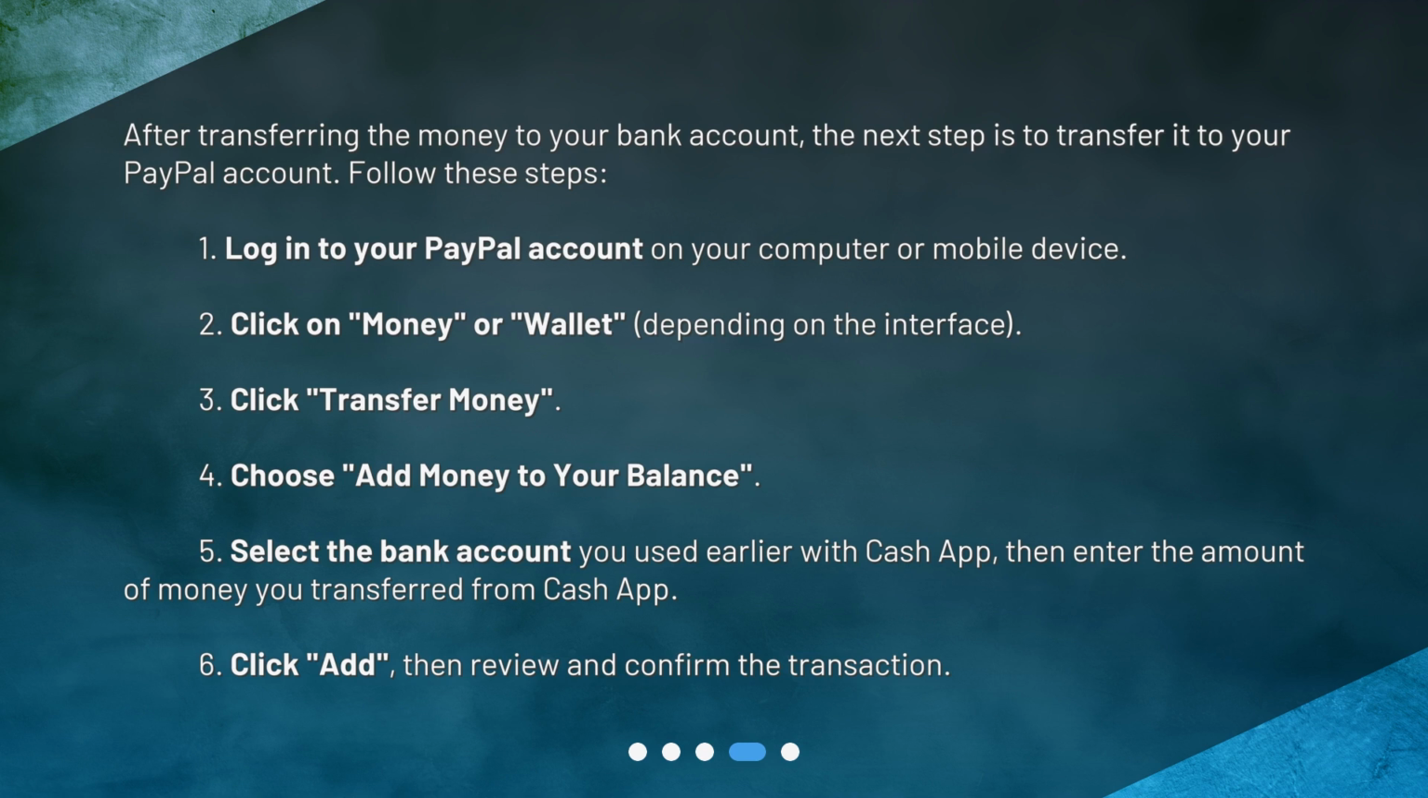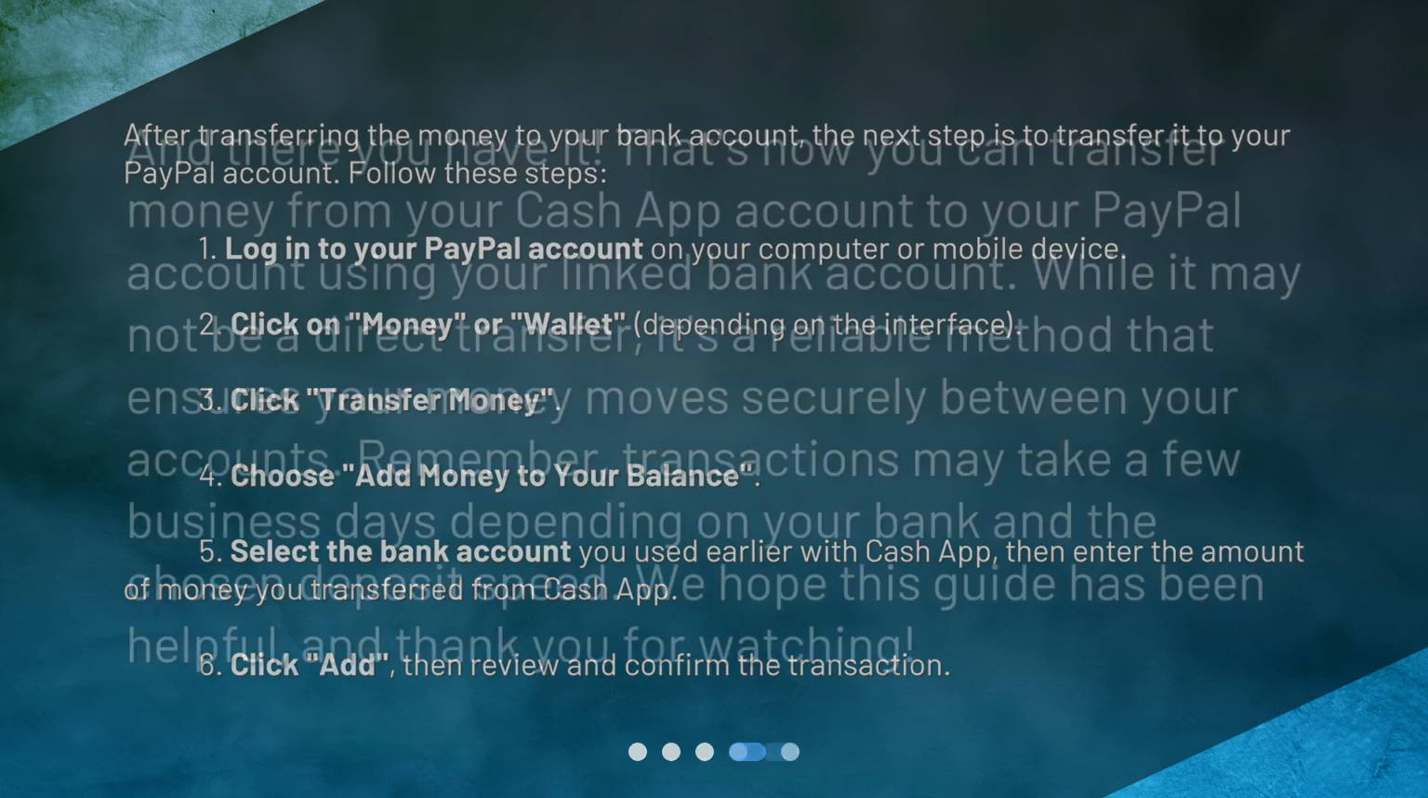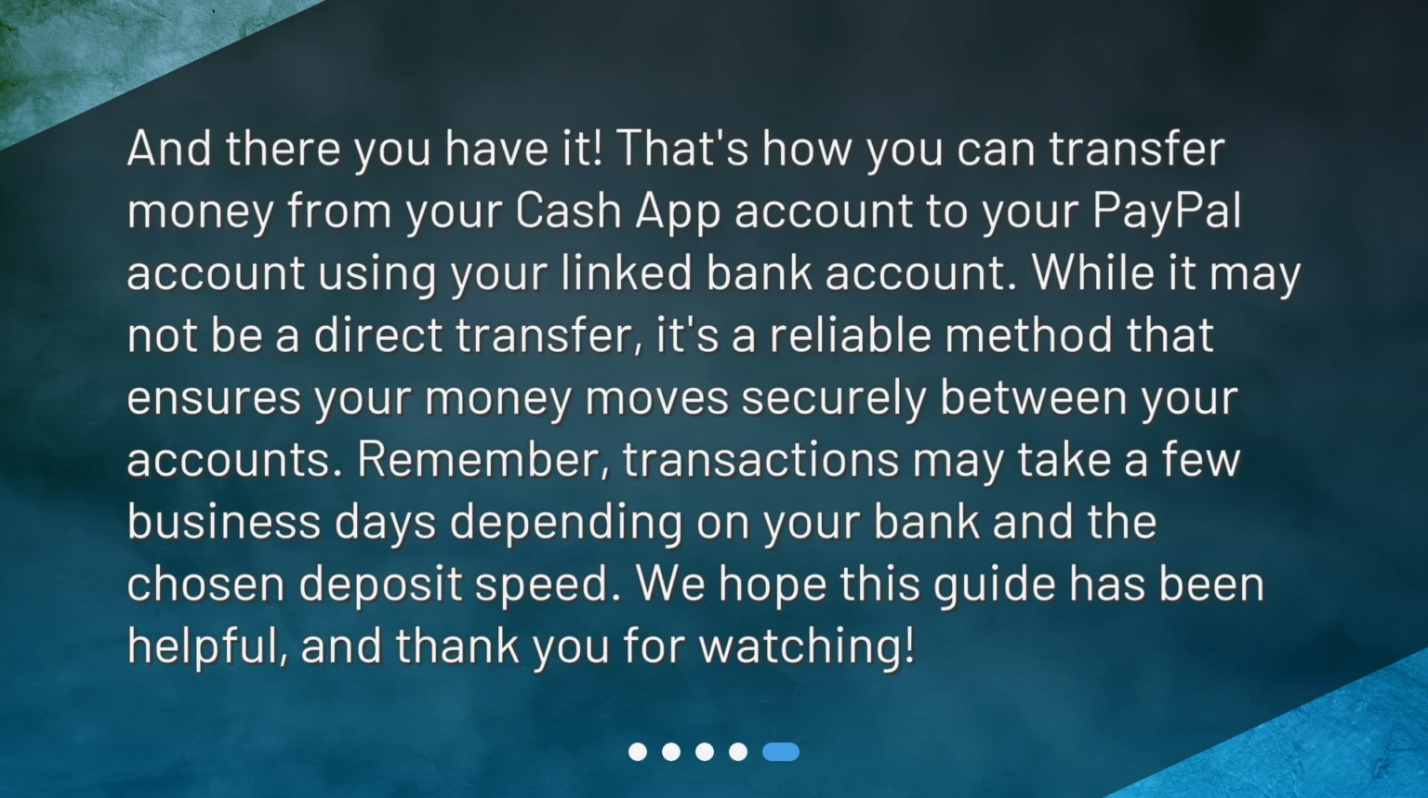5. Select the bank account you used earlier with Cash App, then enter the amount of money you transferred from Cash App. 6. Click Add, then review and confirm the transaction. And there you have it. That's how you can transfer money from your Cash App account to your PayPal account using your linked bank account. While it may not be a direct transfer, it's a reliable method that ensures your money moves securely between your accounts. Remember, transactions may take a few business days depending on your bank and the chosen deposit speed.